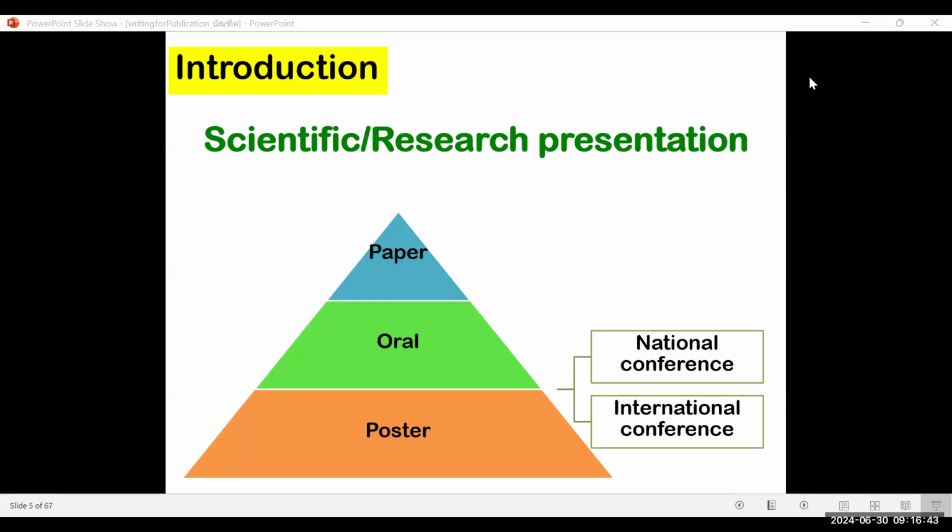Scientific and research papers are one of the things we use to present our research results. In general, we have different kinds of research presentations. You may start from a poster or oral presentation. For oral and poster presentations, we may share our research results in either international or national conferences.